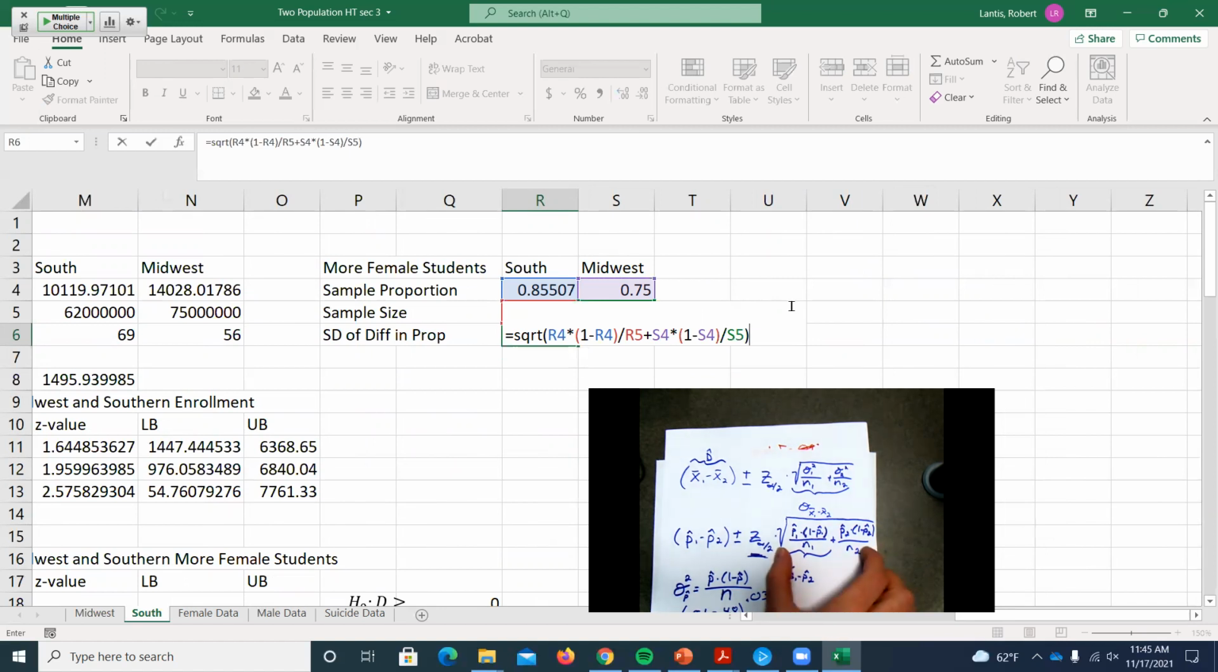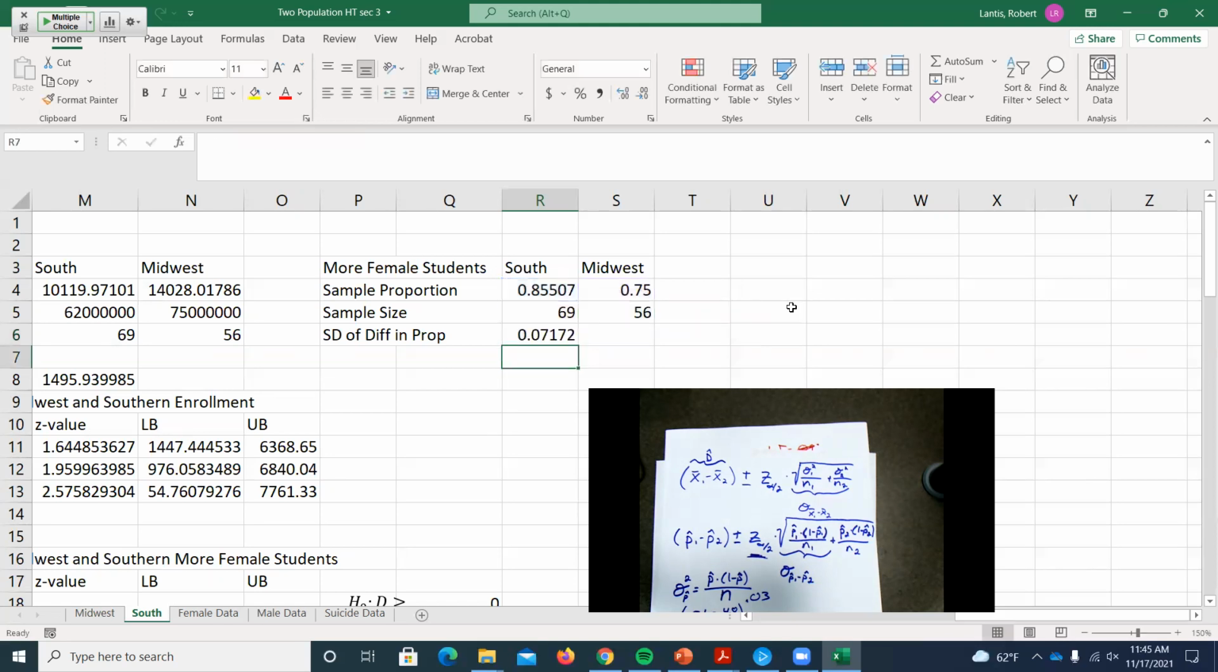So all I'm doing is using Excel to be my calculator here. It's a lot easier than dealing with proportions, especially if I wanted to, 0.85507, right? I don't have to keep entering this into a calculator. It makes this quite a bit easier, right? So now I've got that standard deviation for the difference in my sample proportions.